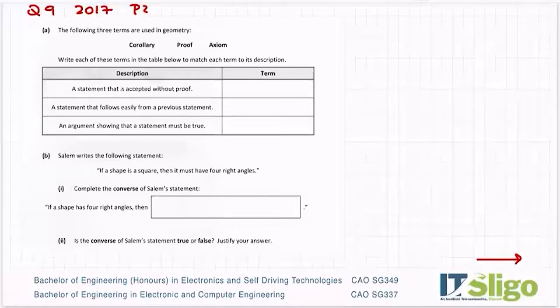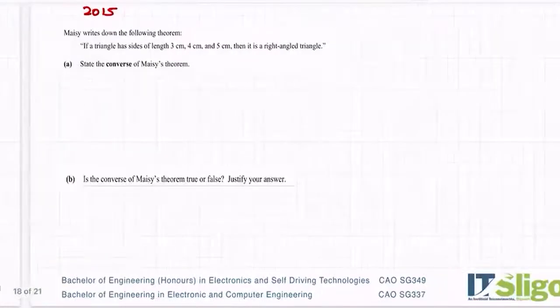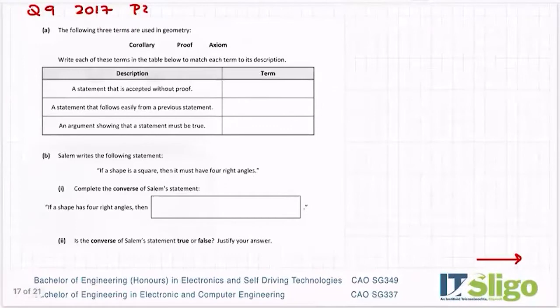Okay, so there's another section of geometry which deals with proofs and statements. Well, in fact, the whole geometry chapter deals with statements and properties of shapes, okay? But sometimes you get asked a question like this. So I have two examples here, one from 2017 and one from 2015, that deal with this type of question. So I want to take you through them.